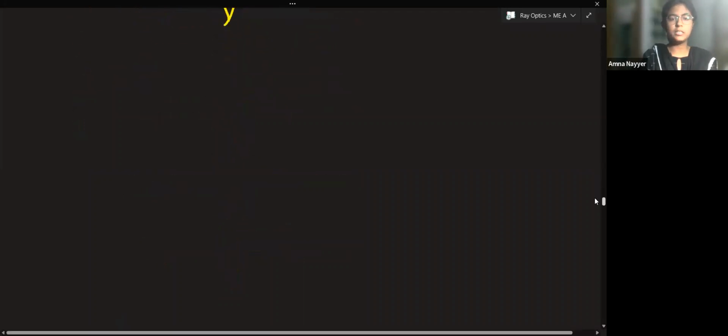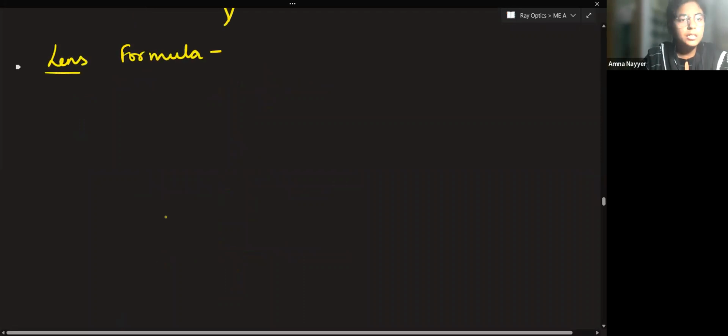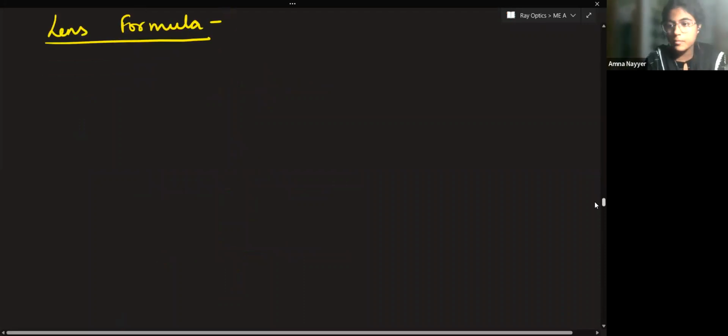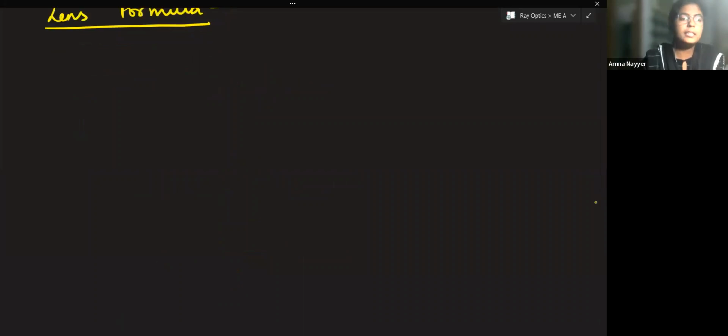Okay, the derivation of the lens formula. For mirrors, we had done the mirror formula. You had the test also from it, which we had done. So class, a lens will be taken.